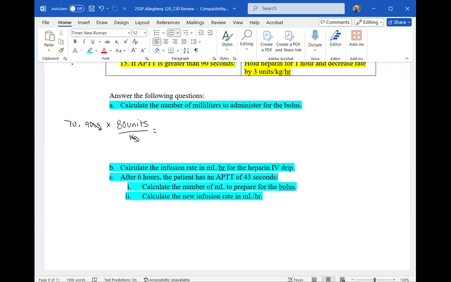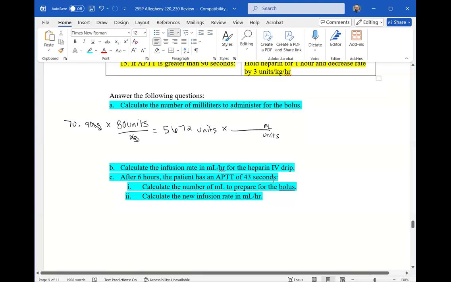So I'm going to take 70.9 times 80, and I'm going to get 5,672 units. Now, if the question had stated, how many units would you administer? We'd be done, but it doesn't. It says, how many milliliters will we administer for the bolus? So I need to convert units to milliliters. So my question is, do I have a way to convert units to milliliters? So I'm going to look at my available.